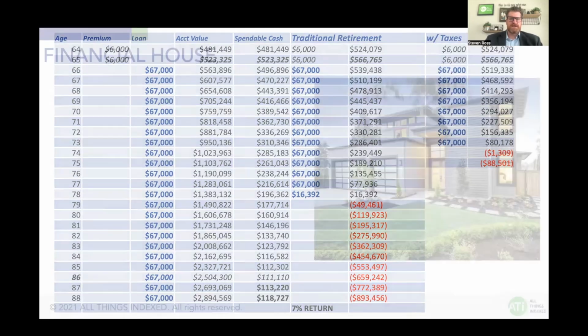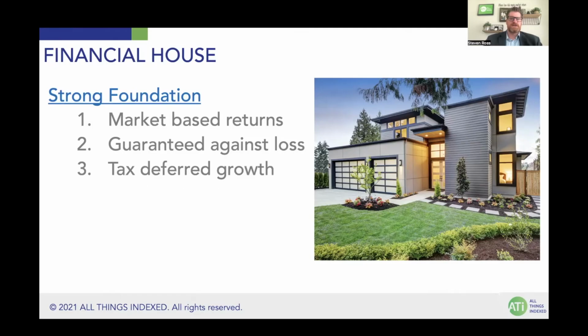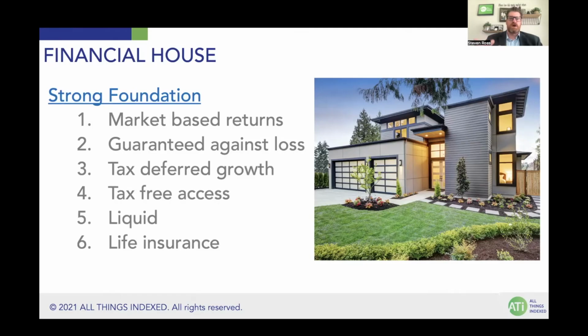But to kind of wrap this up, going back to this idea that we started with in the previous video, this financial house, this strong foundation gives you market-based returns, guarantees against loss, you don't have to pay taxes as it grows, and you don't have to pay tax when you use it. It's liquid because there aren't age stipulations and penalties associated with it. And then there's this life insurance component, that if the worst case scenario happens, money comes back into this house to keep it going and strong and keep that foundation solid, right?